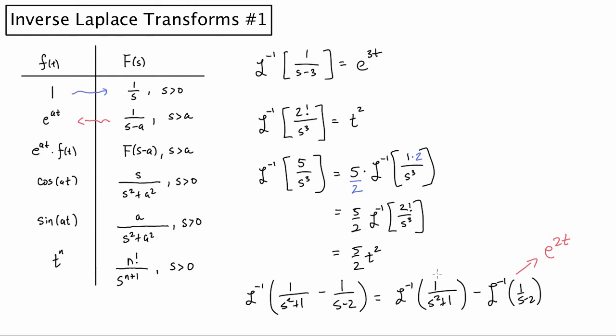And this first one here is 1 over s squared plus 1. So it is going to be sine. Sine with a equal to 1. So you can see here if I let a be equal to 1 there, then that's 1 over s squared plus 1. So this is sine of at, or sine of 1t in this case.